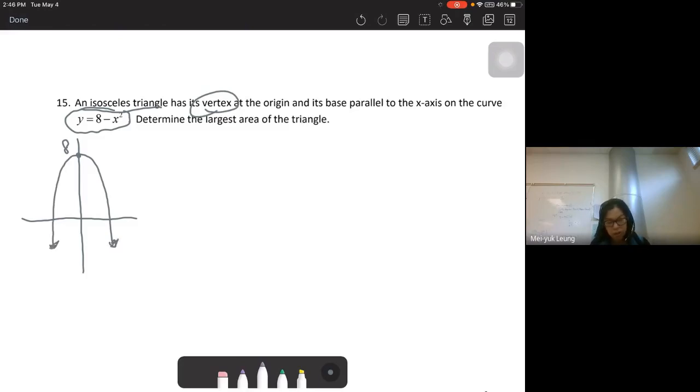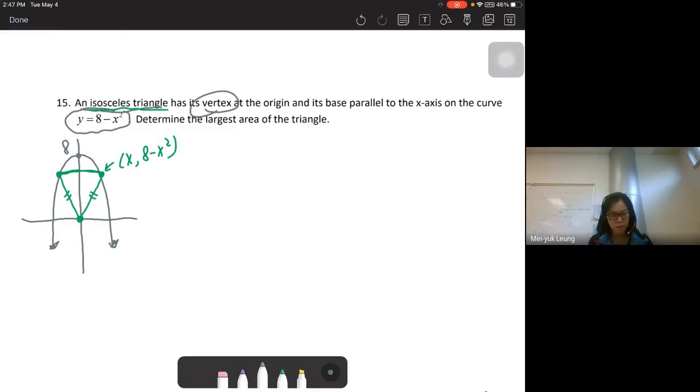All right, so then now we have an isosceles triangle. The vertex is located at the origin, and the two sides touch the curve at some point. These are the variable points. So let's say this is the point x and 8 minus x squared. This is an isosceles triangle, and we want to find the largest possible area of this triangle.